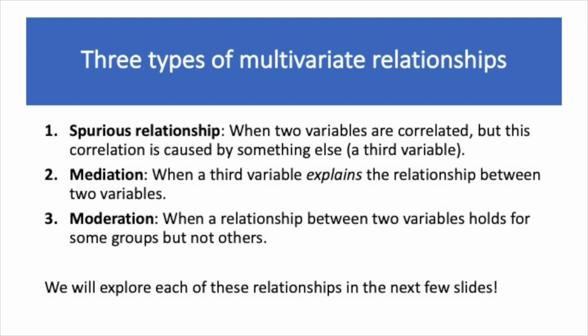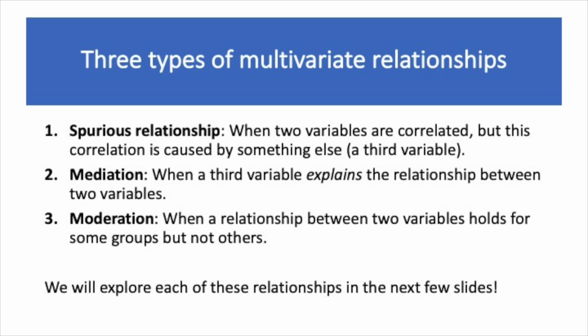So the first one here is a spurious relationship, and we've actually talked about this a bit in class already. This is when 2 variables are correlated, but this correlation is caused by something else, some third variable. So a spurious relationship is one that we might see statistically when we do our bivariate analysis, but it turns out that that's really a false relationship. It's caused by some other third factor.